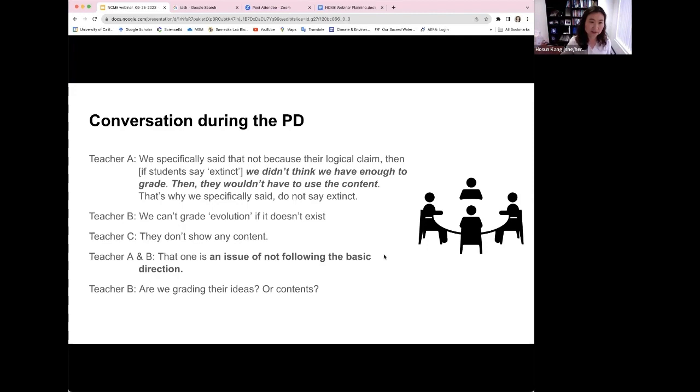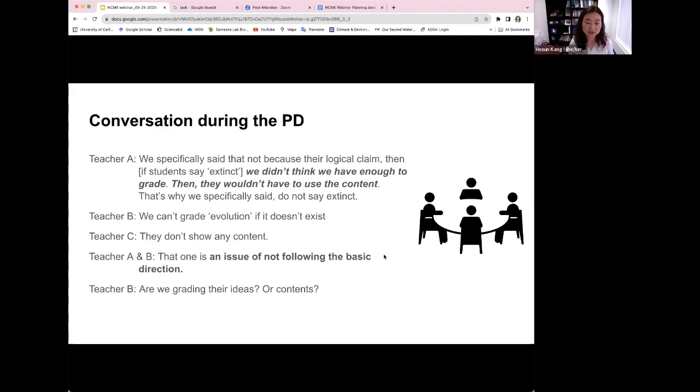However, these girls say extinct, make a prediction of the extinction of the polar bear. And teacher B says, we can't grade evolution if it doesn't exist in students' response. And teacher C says, they don't show any content. And teacher A and B say that one is an issue of not following the basic direction. And then teacher B said, are we grading their ideas or content? So to me, that was a huge moment of pause and aha.